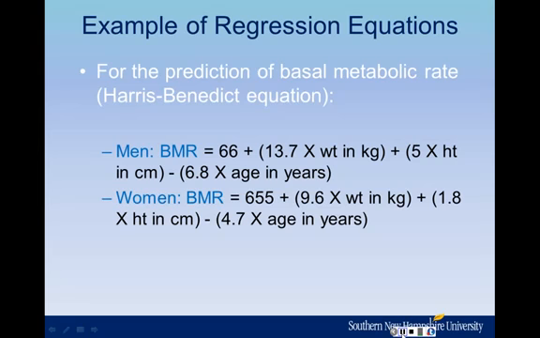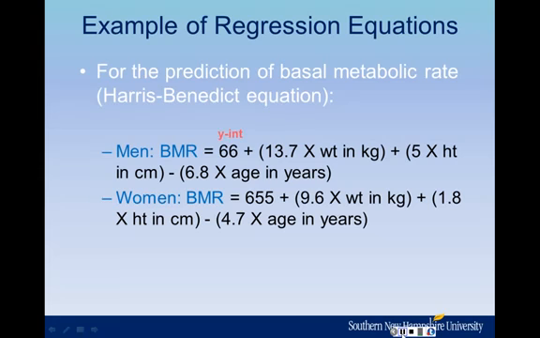Here is a real-world example of a multiple regression equation. There is a way that you can predict or estimate how many calories you burn at rest. This is called your basal metabolic rate. And so there's an equation for men and an equation for women, and they're listed on the screen. So if you want to calculate about how many calories you burn at rest, you can just plug your information for weight, height, and age into the equation and work through the math, and you would have an estimate of how many calories you burn at rest. There's one for men, one for women. Both of these are multiple regression equations.